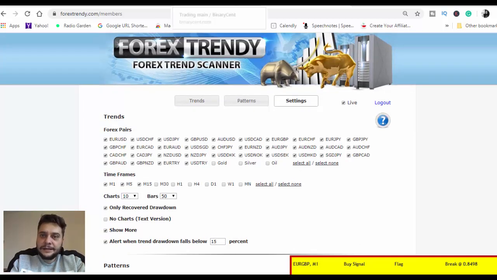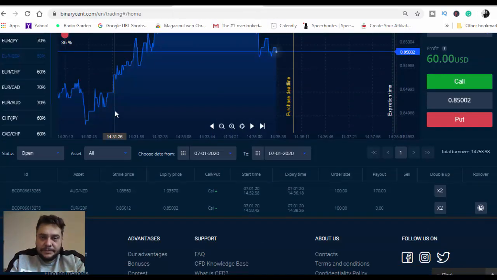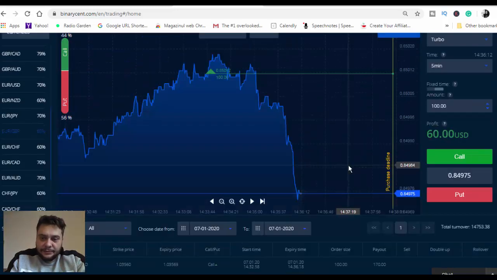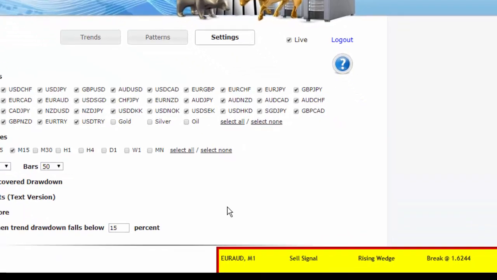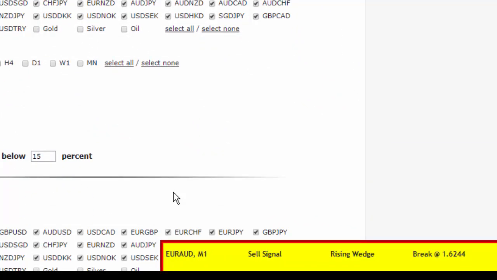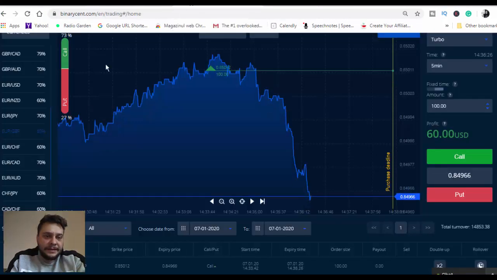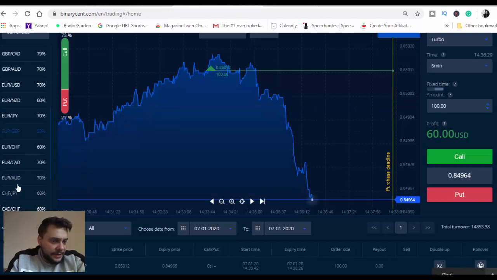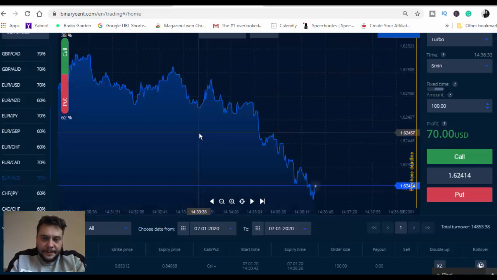Okay, let's go back, and it looks like this Euro GBP is down now. Let's see what will happen. Oh, and we have another signal. It's Euro AUD. It is a sell signal. Euro AUD. Let's go back here. Euro AUD, and this one is a sell signal.